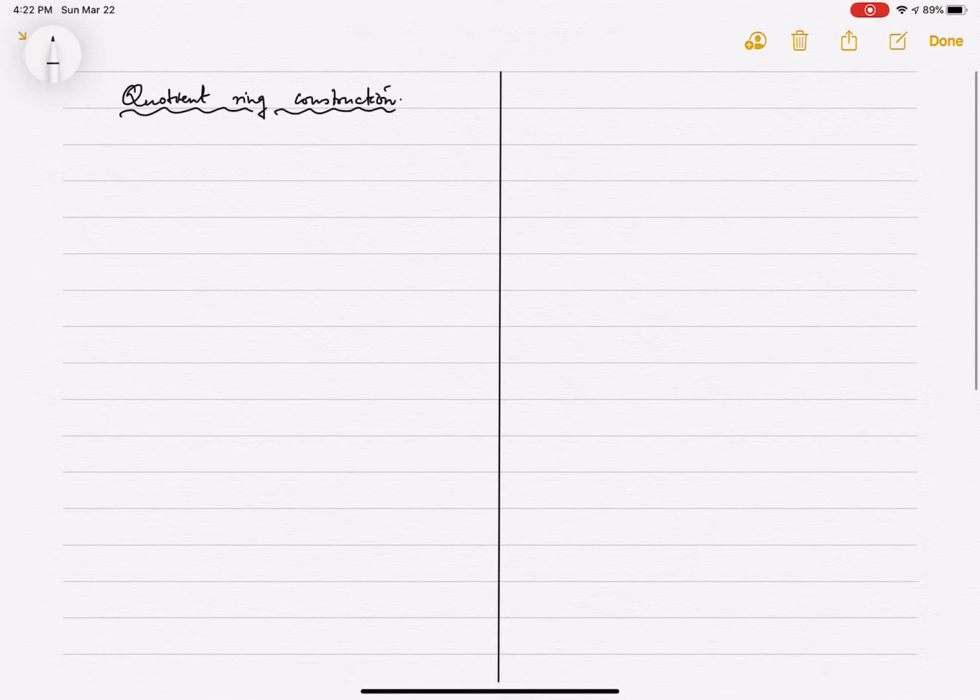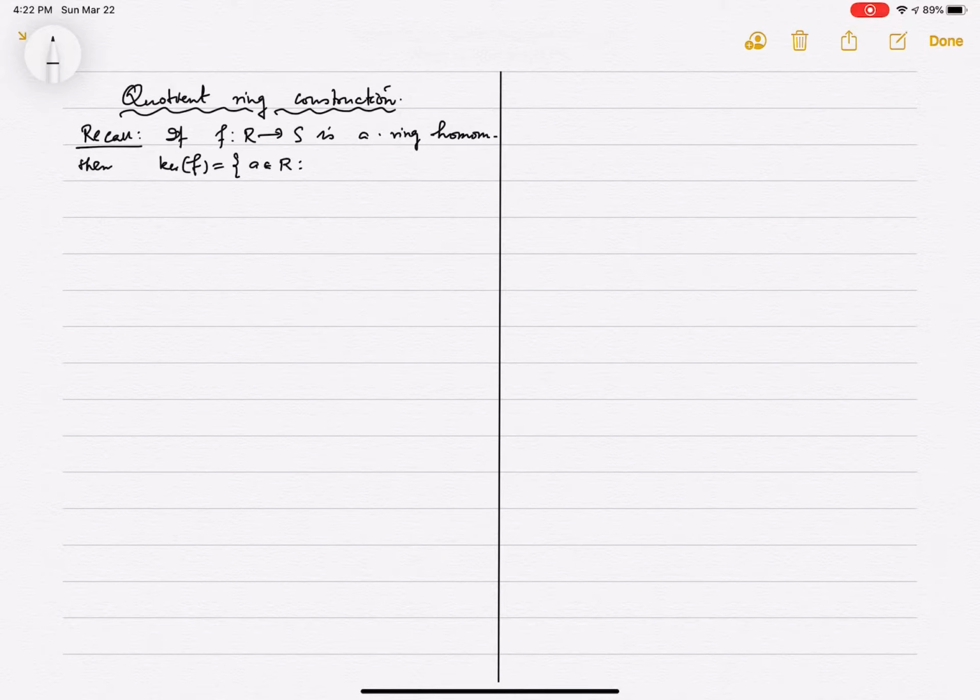So recall, if F from R to S is a ring homomorphism, then the kernel of F, which means all the elements of R that map to 0 when you apply F, is a two-sided ideal in R.